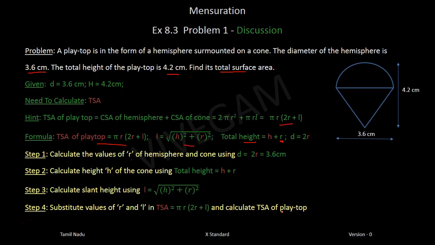That's all it is. As I said earlier, you can either use this formula or you can use the curved surface area of the hemisphere plus curved surface area of the cone individually and add them up together. All I have done is I have taken pi r commonly out in this formula. Whichever way suits, you can do it.